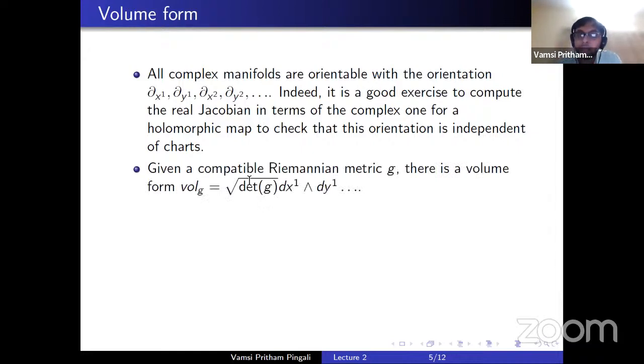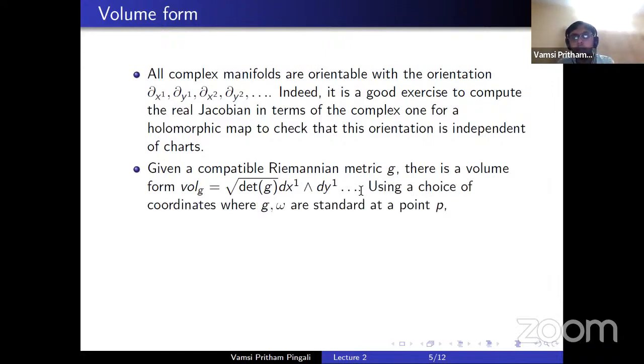So if you give me a compatible Riemannian metric, you can always talk about a volume form for an orientable real manifold. Namely, it is this particular expression locally. This volume form has a very nice formula in complex geometry. When you choose coordinates where g and omega are standard at this point, you can show that this volume form is simply omega raised to n by n factorial. You can always choose such coordinates by just linear algebra.